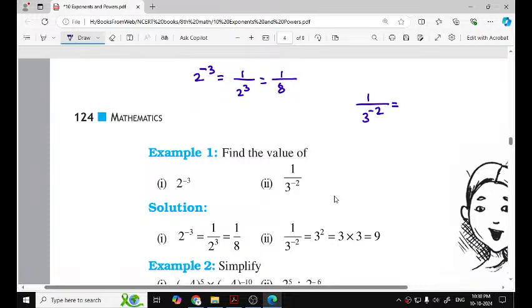Here we can explain this by using 3 raised to 0 is equal to 1, and now by using a raised to m upon a raised to n is equal to a raised to m minus n. So this one is 3 raised to 0 minus minus 2. Minus of minus becomes plus, so this is 3 raised to 0 plus 2, which is equal to 2.